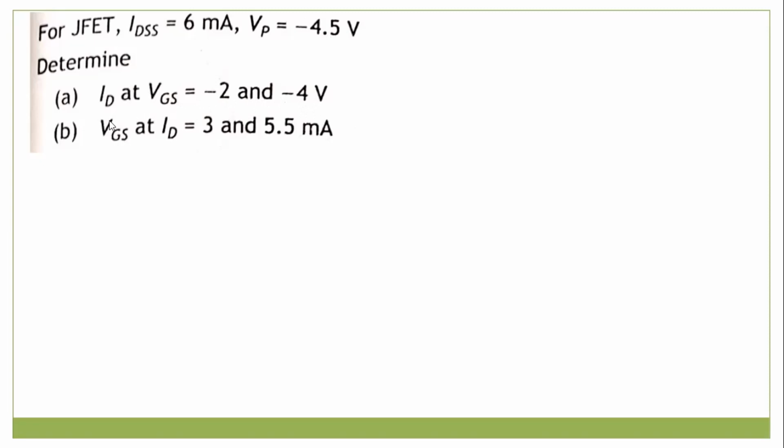And similarly, I need to find out VGS at particular ID values: ID equal to 3 and 5.5 milliamps.